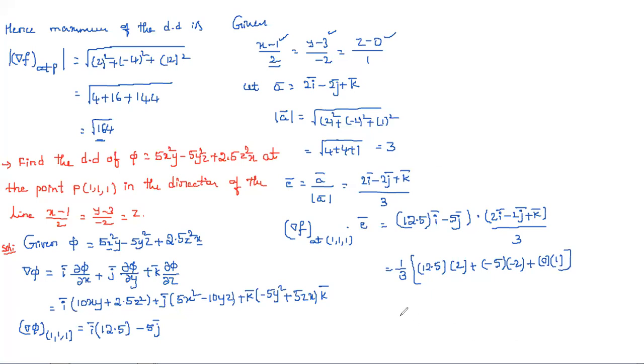So this is equal to 1 by 3 into, simply we get 25 and this is plus 10. So this is equal to 35 by 3. So this is the directional derivative at this point in the direction of the line x minus 1 by 2, y minus 3 by minus 2 is equal to z. Okay. So this is one of the problems.